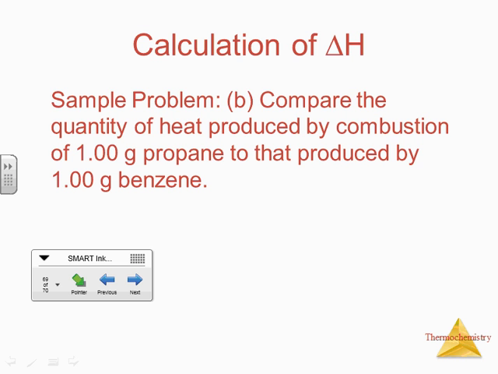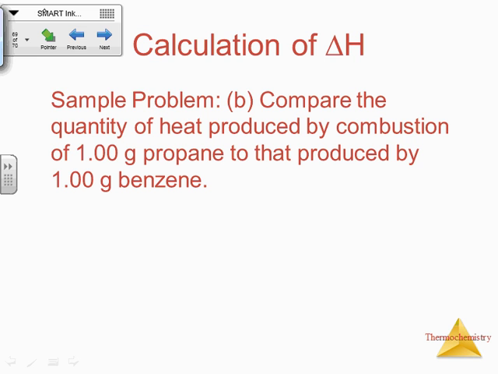Okay, compare the quantity of heat produced by combustion of 1 gram of propane to that produced by 1 gram of benzene. All right, so on this one, well, see, they're going back to an example from earlier in the book, okay? And the example that they did earlier in the book, and we won't go through this, but the delta H for the combustion of propane is negative 2,220 kilojoules per mole.